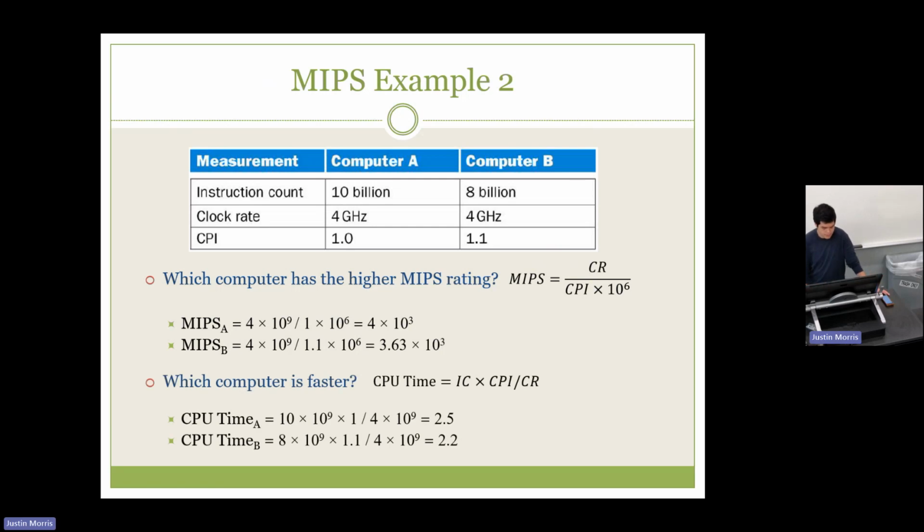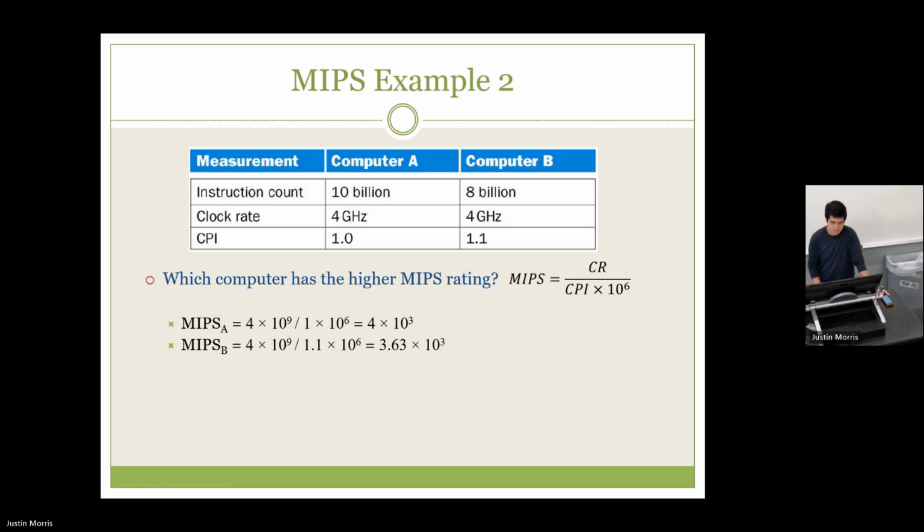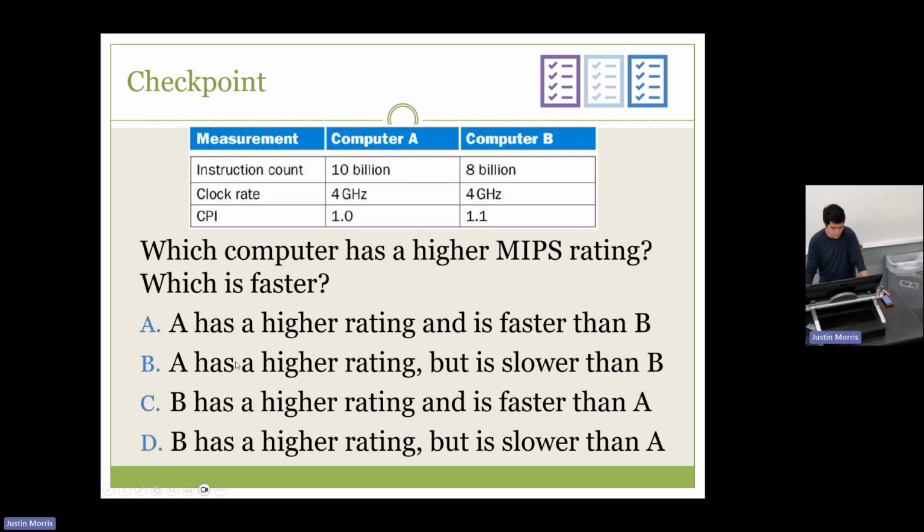But if we plug in all of our values for our CPU time equation to figure out which one is actually faster, again, instruction count times CPI divided by clock rate, or if it was given as cycle time, multiplied by cycle time. CPU time of A is 2.5 seconds, B is 2.2 seconds. So A has a higher MIPS rating, but is actually slower than B. So it is B.